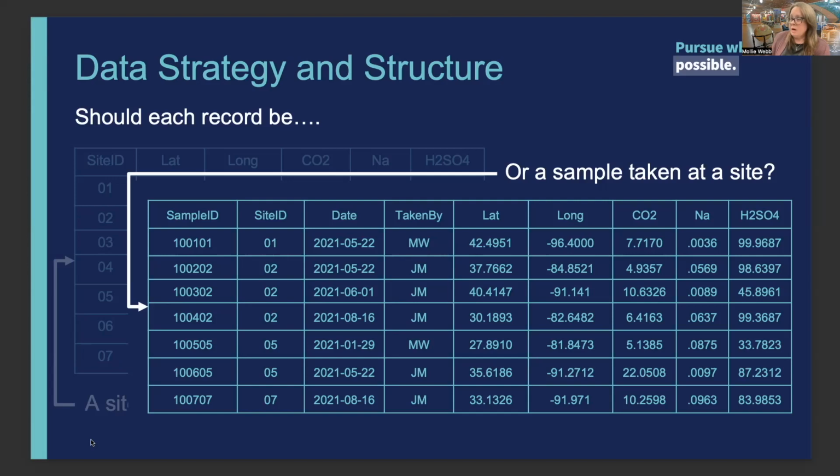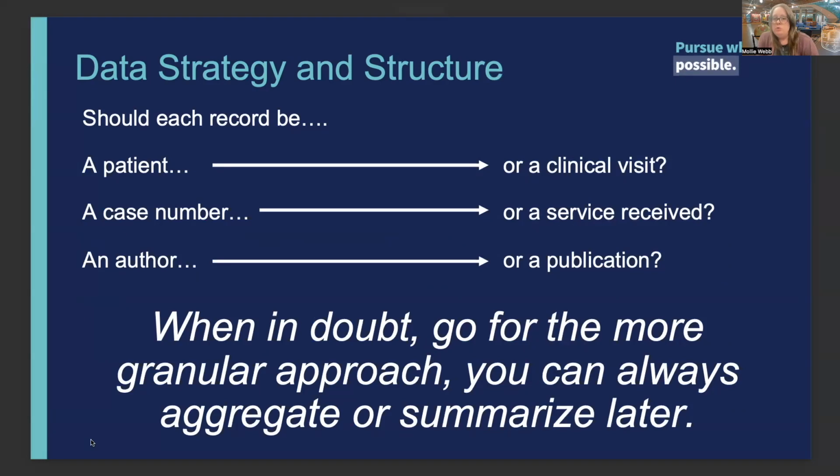A few more examples of this kind of question that you need to ask yourself include, would you like your table to, or do you need your table to have one record per patient? Or is every record a clinical visit by a patient? Do you want a table of cases by case number, or do you need a table of services received where multiple services could be applied to an individual case? Should your records be all authors, or do you need a list of publications that can have more than one author? And maybe you might need both types of tables.